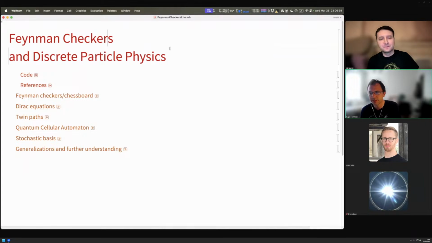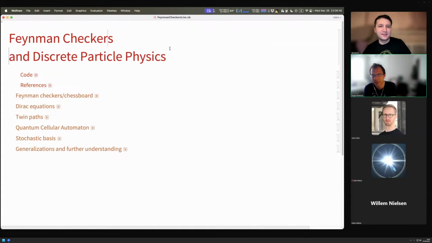Today we have Nick doing some live coding on Feynman path integrals for discrete particles in this Feynman checkerboard pattern. So let's have a look. It's Feynman checkers, Feynman chessboard. It depends on who you ask.